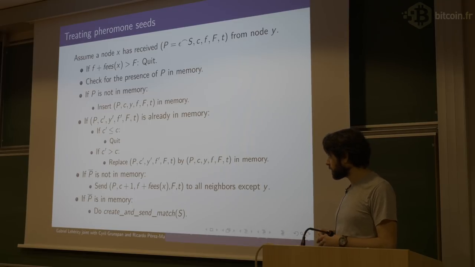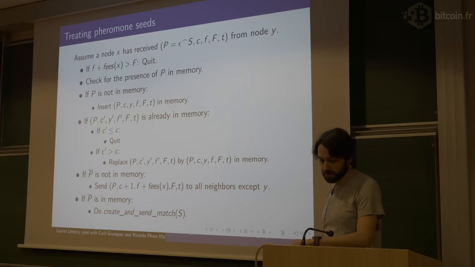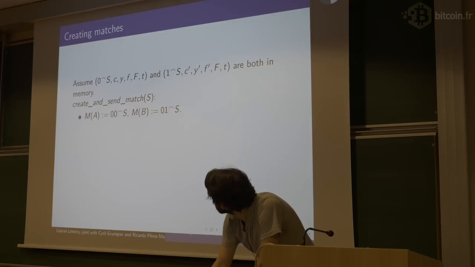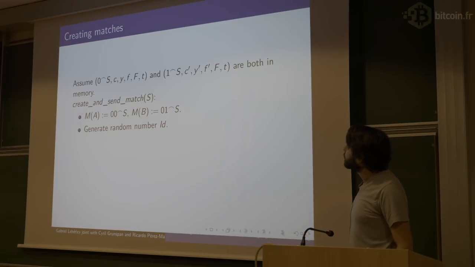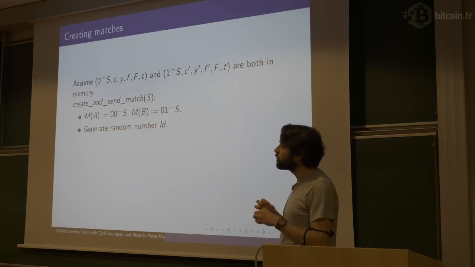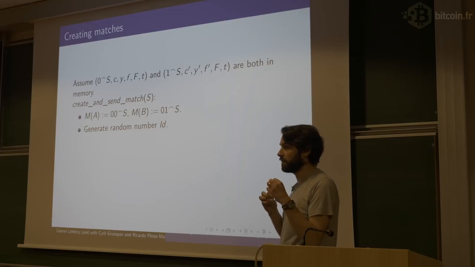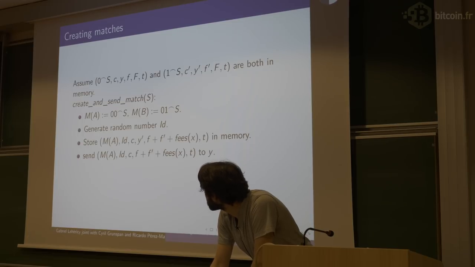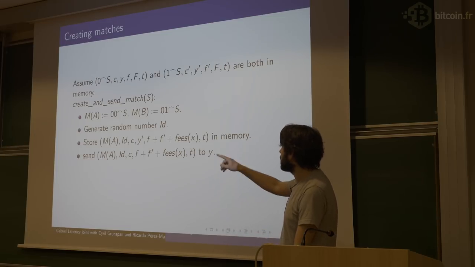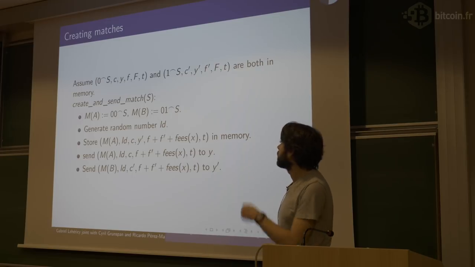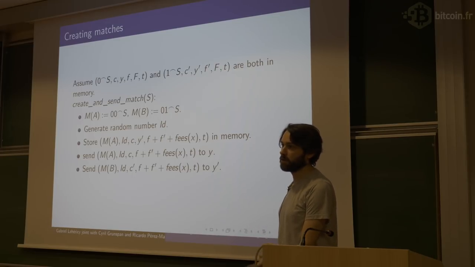It creates a match. And then it will send the match back to Alice and Bob. So it does this function, create and send match. So if you have received both pheromone seeds from Alice and from Bob, then you create two match seeds, actually, one which is for Alice and the other one for Bob, generates a random number, and it keeps the match seed in memory. So M of A is sent back to Alice, and M of B is sent back to Bob. And yes, that's basically it. So that's all the node does to treat seeds.